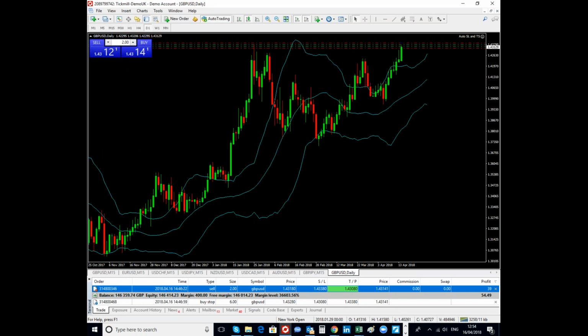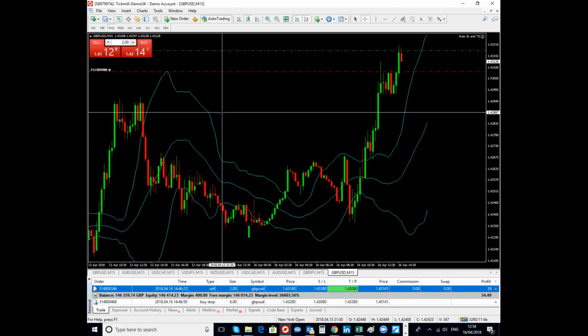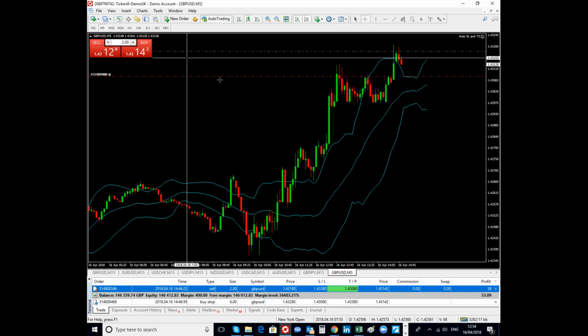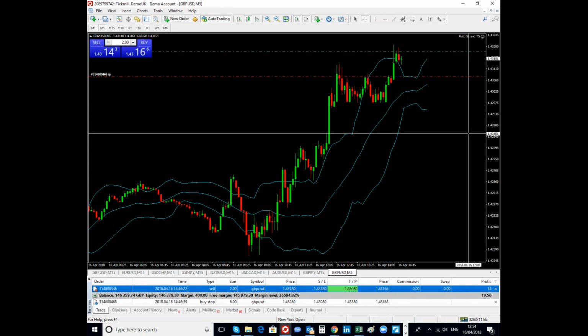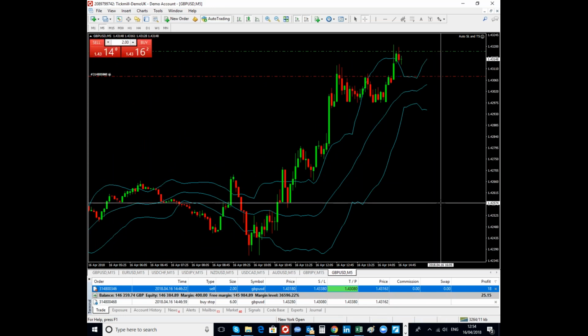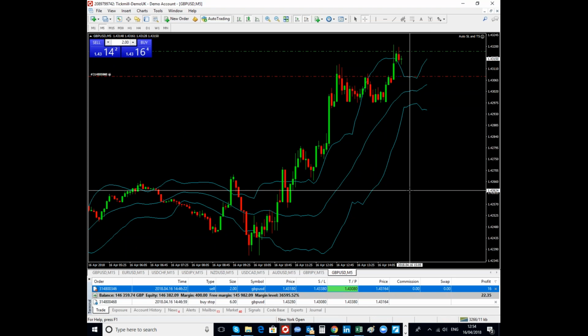Things knocking on this high here, if you guys can see that as well. So let's see how that plays out for us. We're just basically killing time till 1 o'clock really, so we can take this trade more than anything else.